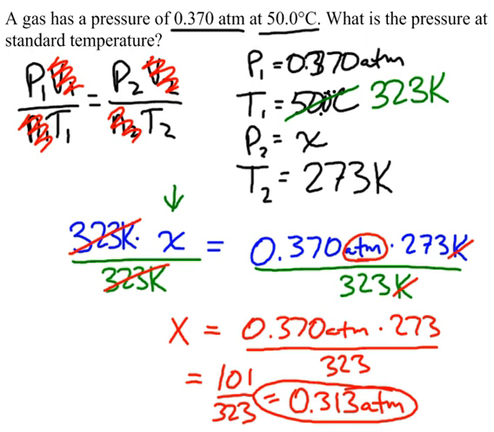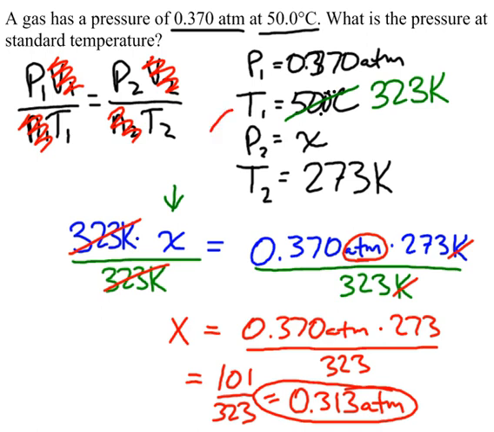Now, if we were to take a look at Gay-Lussac's law, which says that if the number of moles and the volume is constant, that if the pressure goes up, the temperature goes up, and if the pressure goes down, the temperature goes down, and vice versa. So let's go ahead and take a look. What did happen?